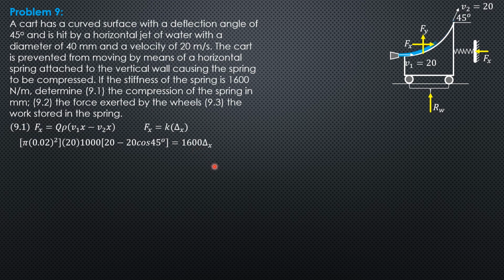So delta x is in meters for this case, 0.09202 meter times 1000, so delta x is 92.02 mm.